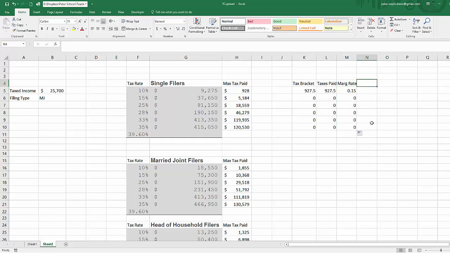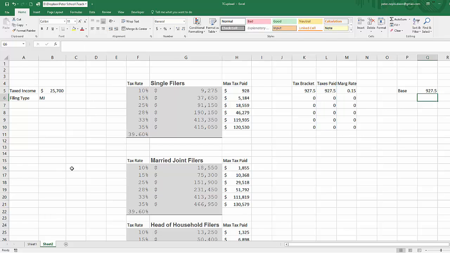So now what we have is a calculator that will tell us our base taxes. On the initial amount, we're going to end up paying $927 on $9,000 of our income, and then we're going to end up paying a 15% rate on the difference between our taxed income and $9,000. So now we need to calculate our base. And that's just going to equal the max over this entire range right here.